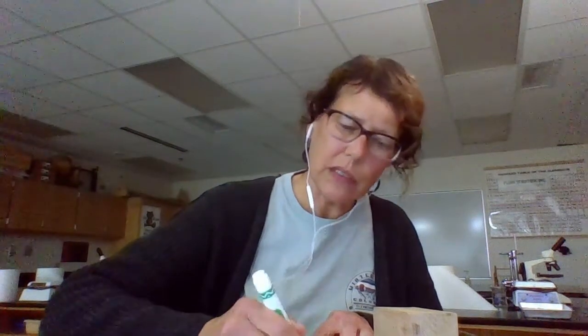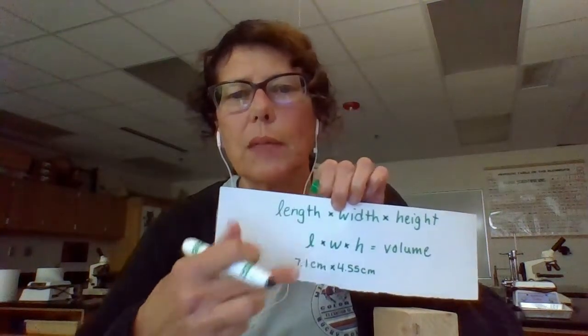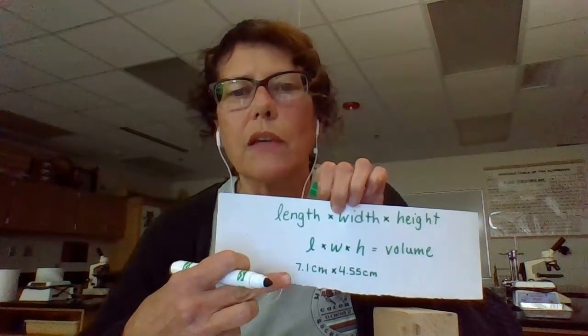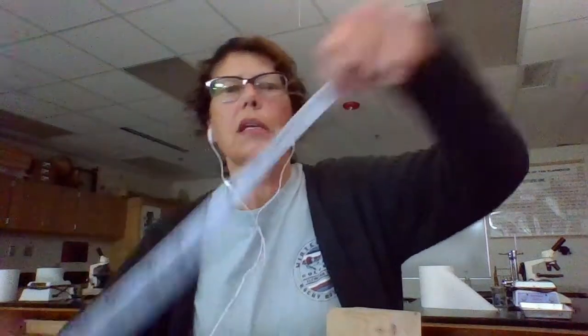I'm going to change my multiply sign to an X because I want you to make sure you know that's what it means. Even though the dot does mean multiply, I just changed all my dots to X's so you would know that that means multiply. So far I got 7.1 centimeters times 4.55 centimeters, and now I have to measure the height, which is this direction. Same old same. I'm going to grab this and line it up nice and perfectly on the edge.